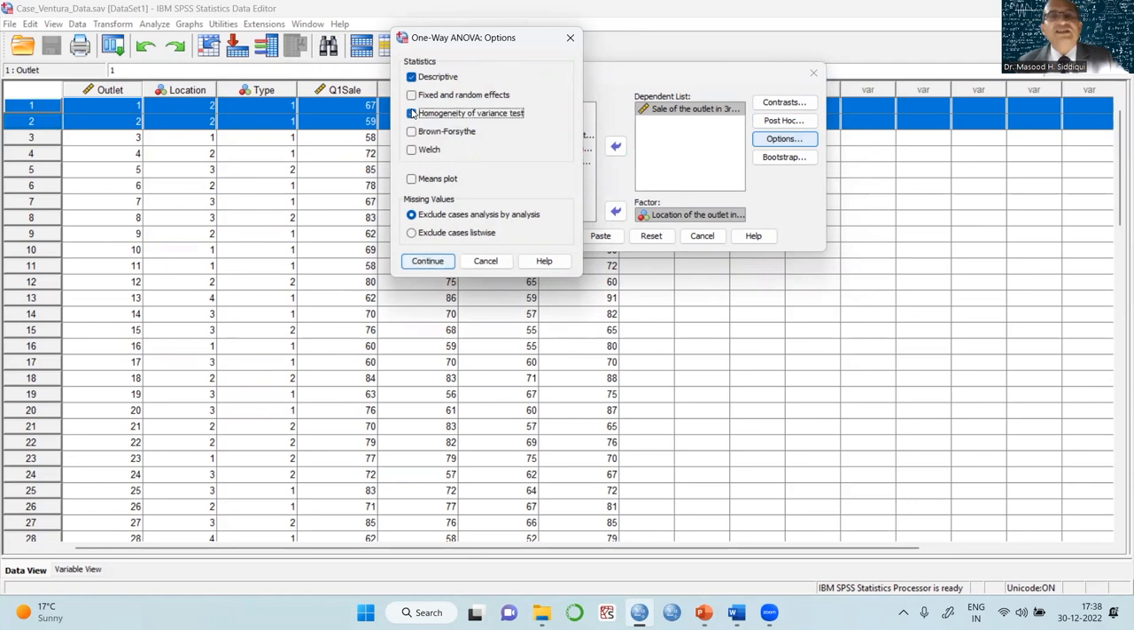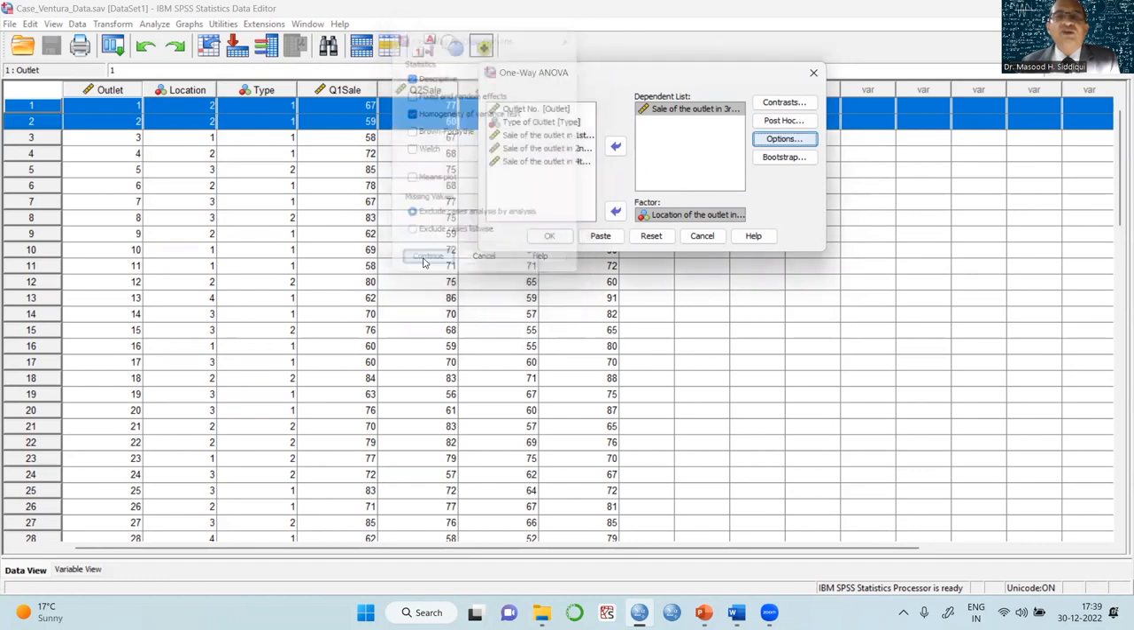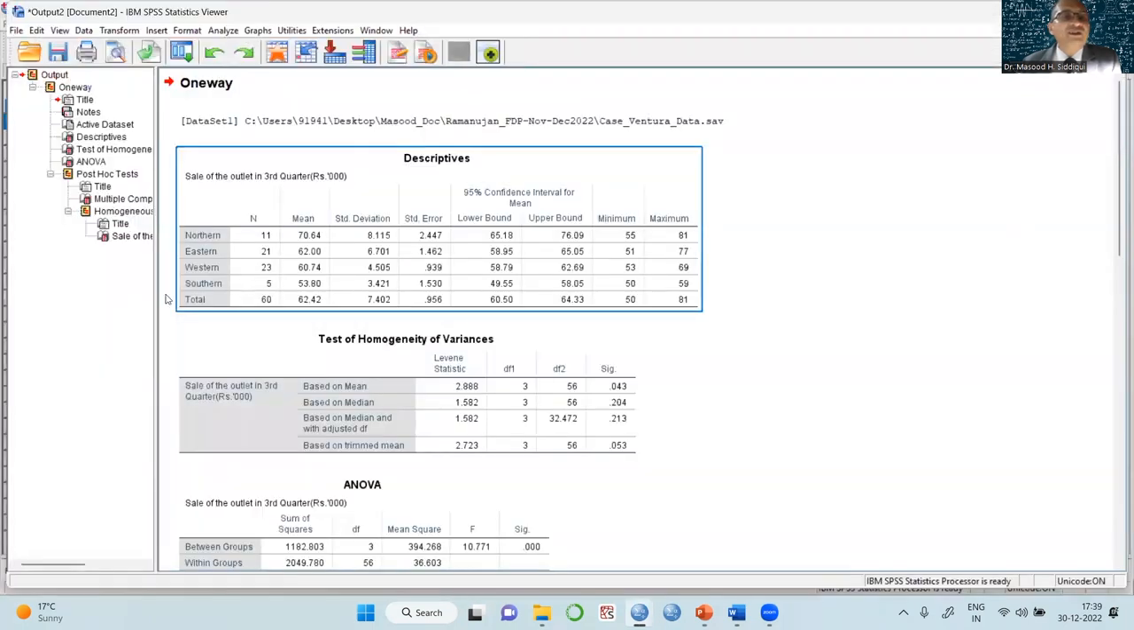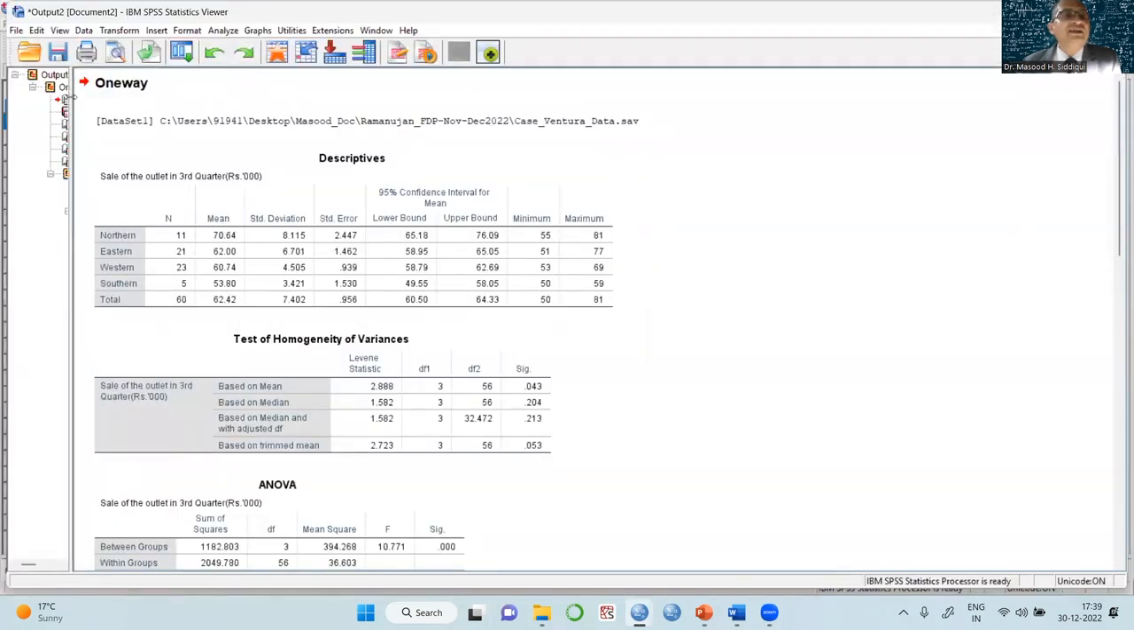Then we have the homogeneity of variance test. Why is this required? Because it is useful to test whether we are going for the equal variance or the unequal variance. And if you want to plot the graph, you can take mean plots also. Other things we are not including at present. So then we press OK. So this is the output that we are taking.